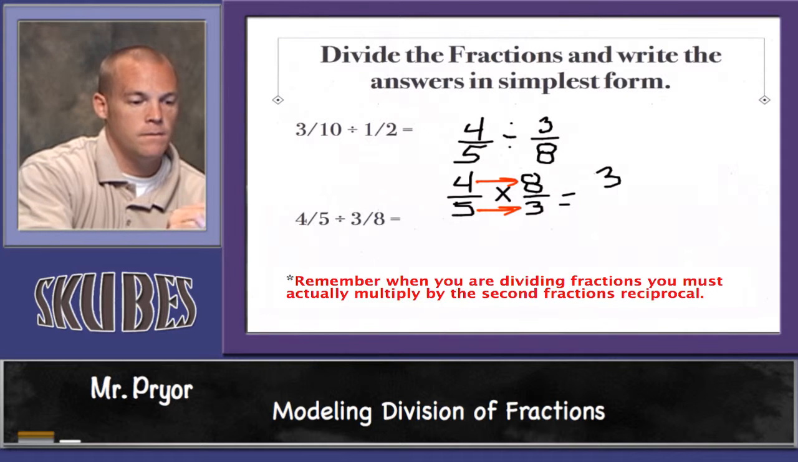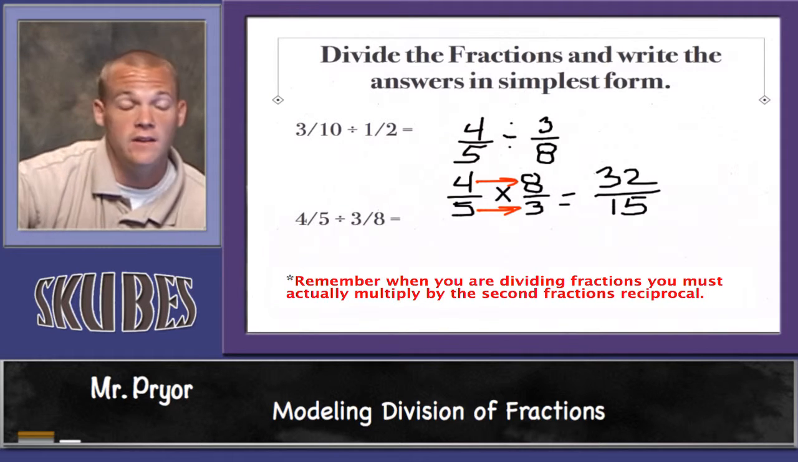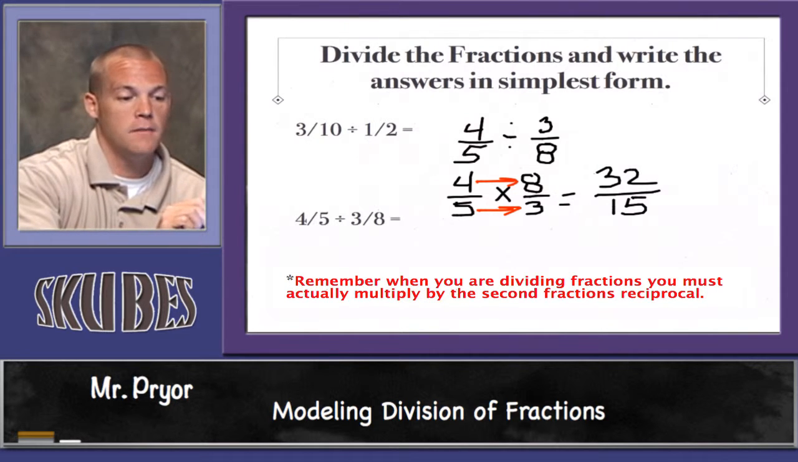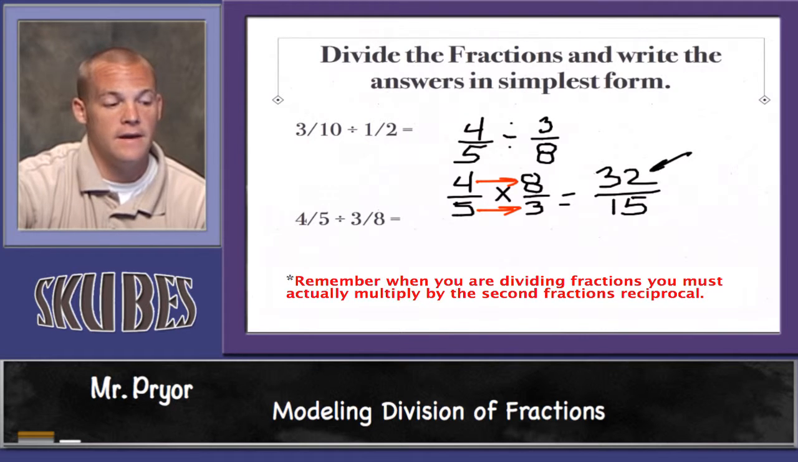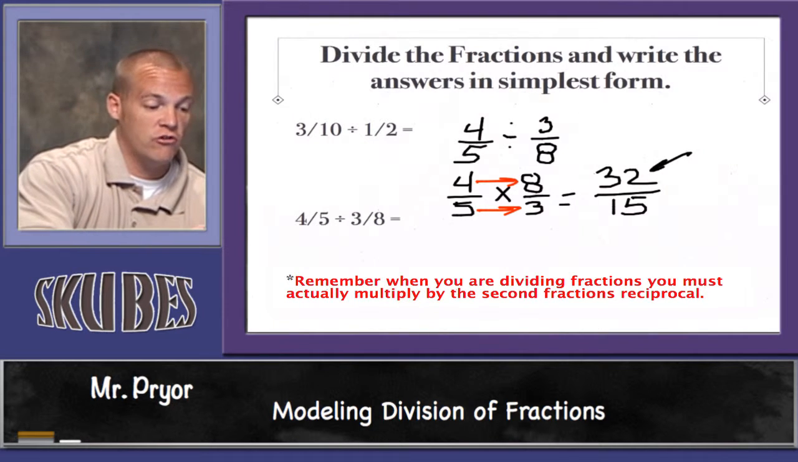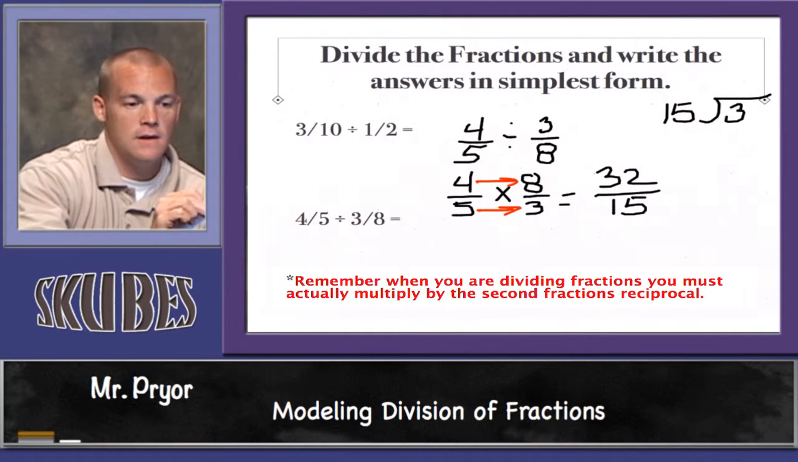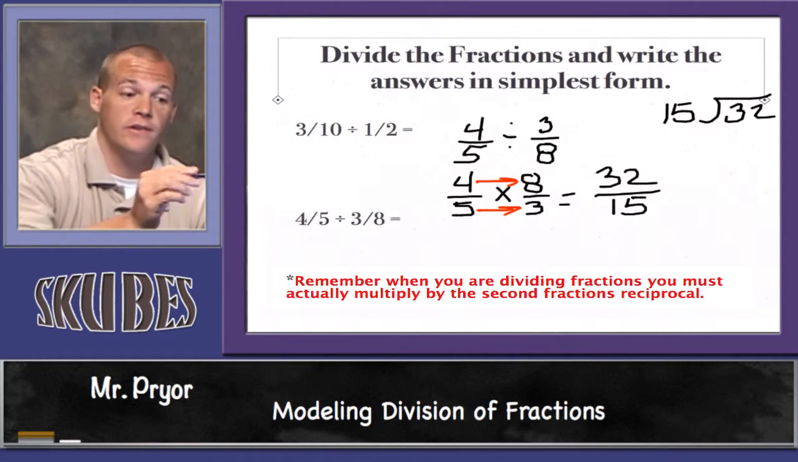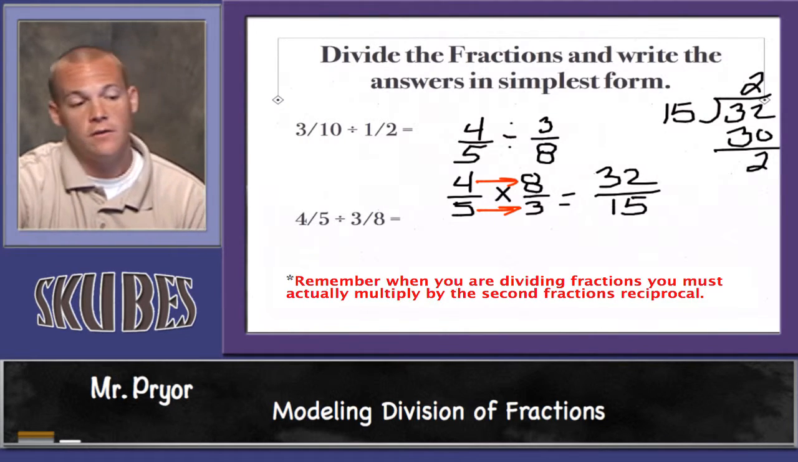4 times 8 is 32. 5 times 3 is 15. Now again, depending on what your teacher is asking of you, you may need to modify this back into a mixed number. This is what we call an improper fraction, and it's improper because the top number or numerator is larger than the denominator. So you'll need to go and probably modify that. So to modify that, which I showed you earlier, you divide the denominator into the numerator. 15 into 32. 15 goes into 32 how many times? It goes in 2 times. 2 times 15 is 30, and you're left with 2 left over.